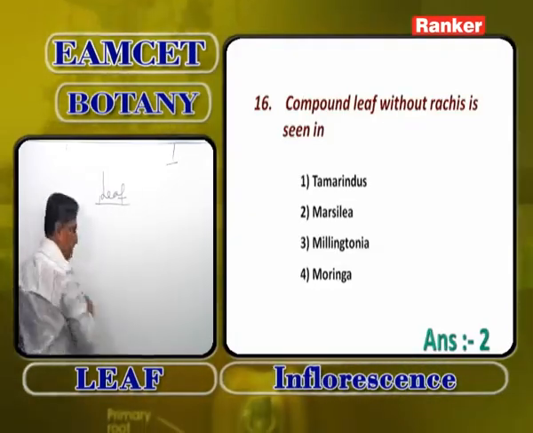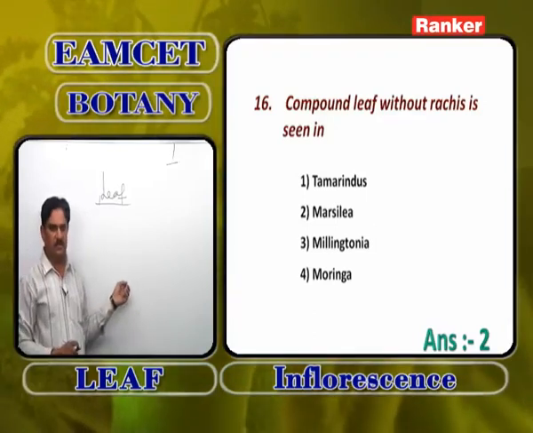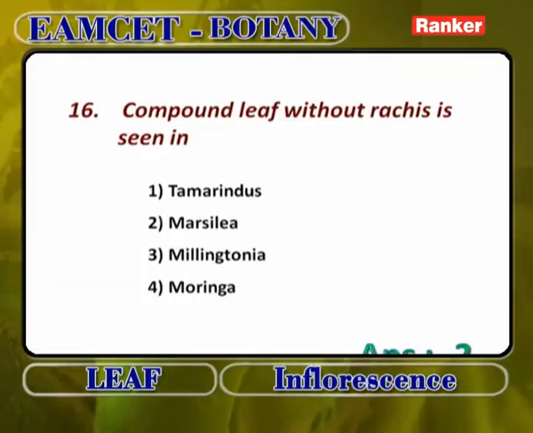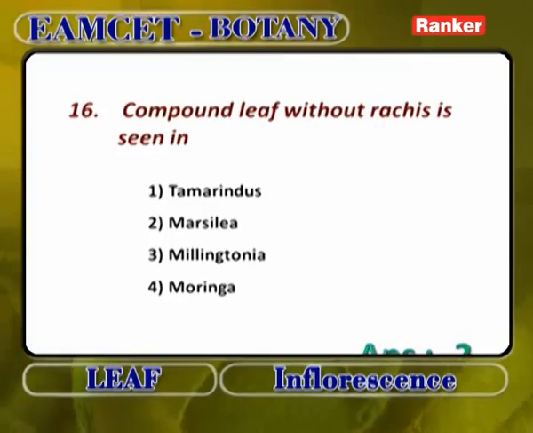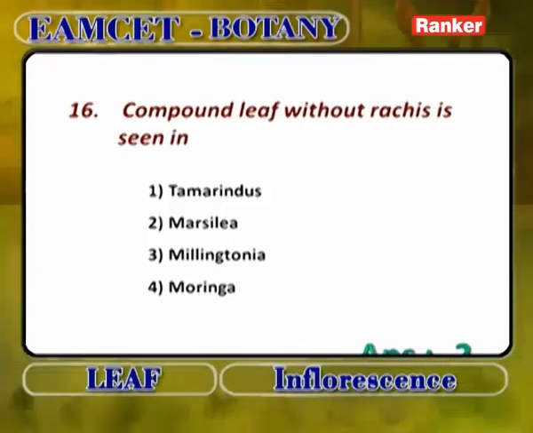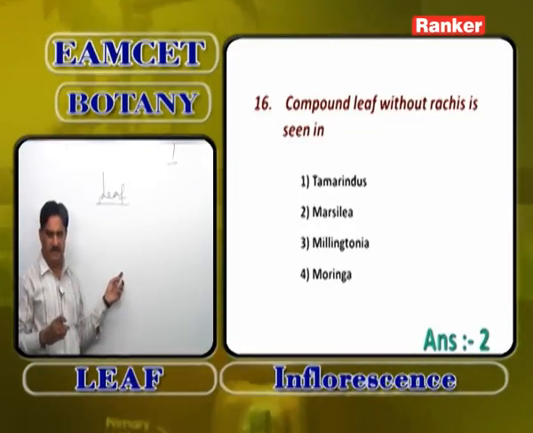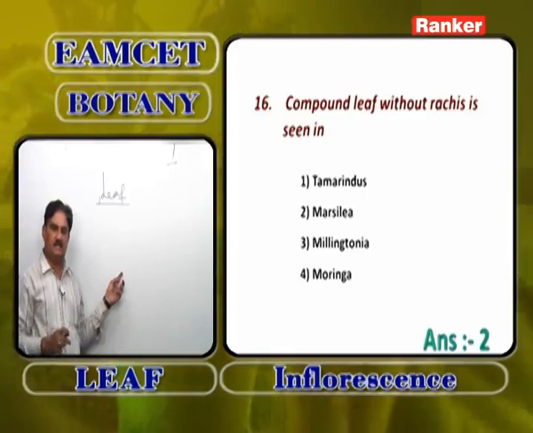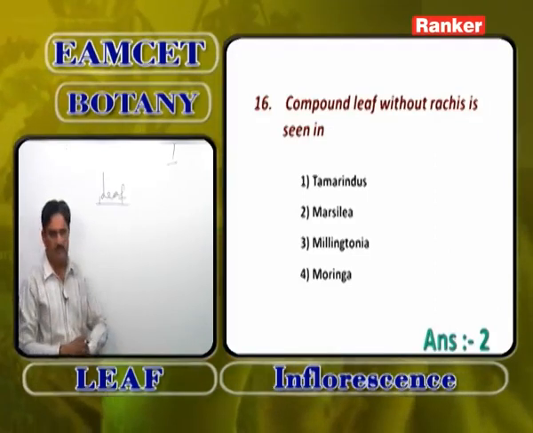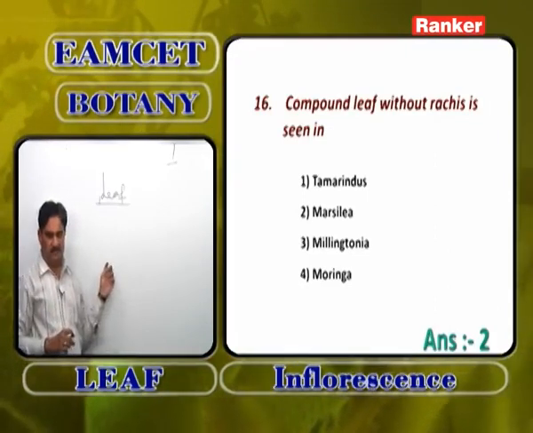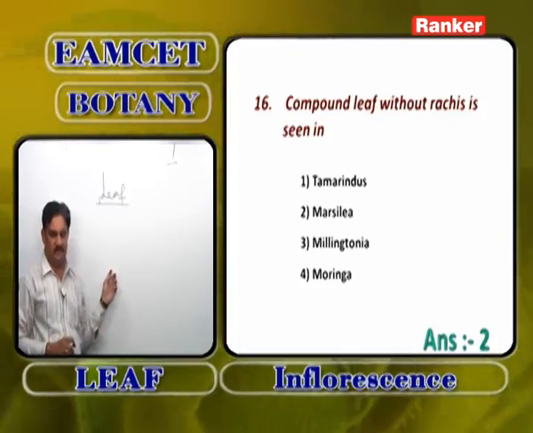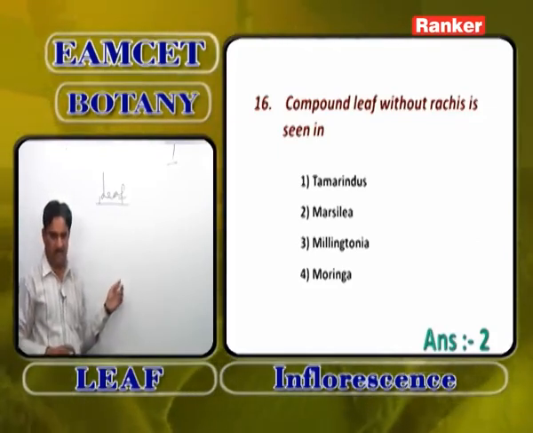Here the remaining options are Tamarindus. Just now I told Tamarindus is unipinnately compound with an even number of leaflets, that is paripinnately compound leaves. Primary rachis always ends with 2 leaflets. Then Millingtonia and Moringa are examples of tripinnately compound leaves. Primary rachis produces secondary rachis, which produces tertiary rachis, which produces leaflets on both sides. Millingtonia and Moringa are both the same. Next.